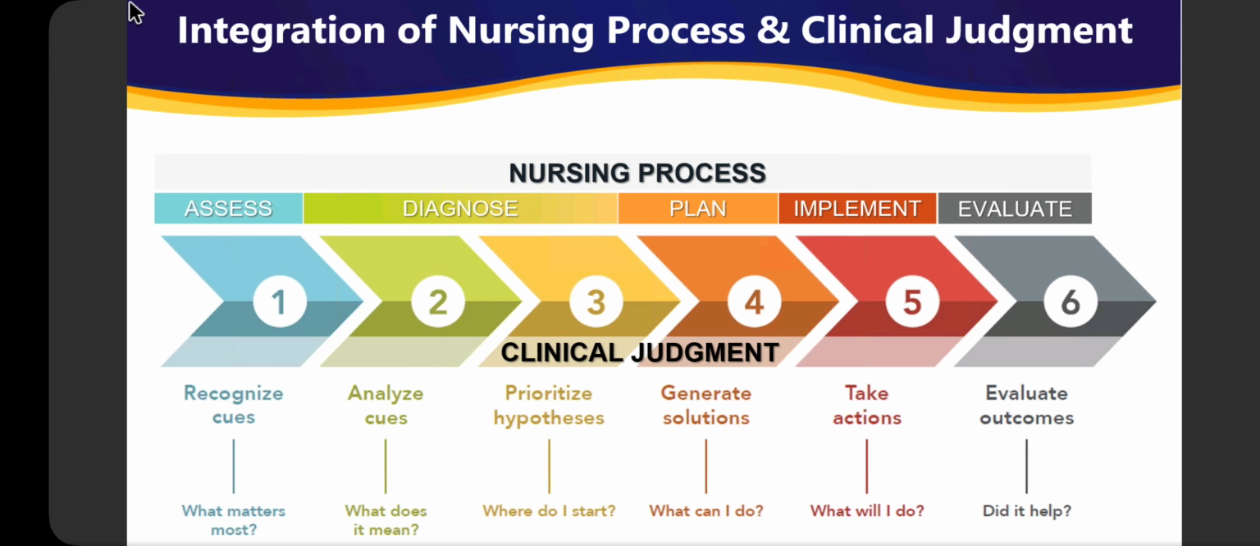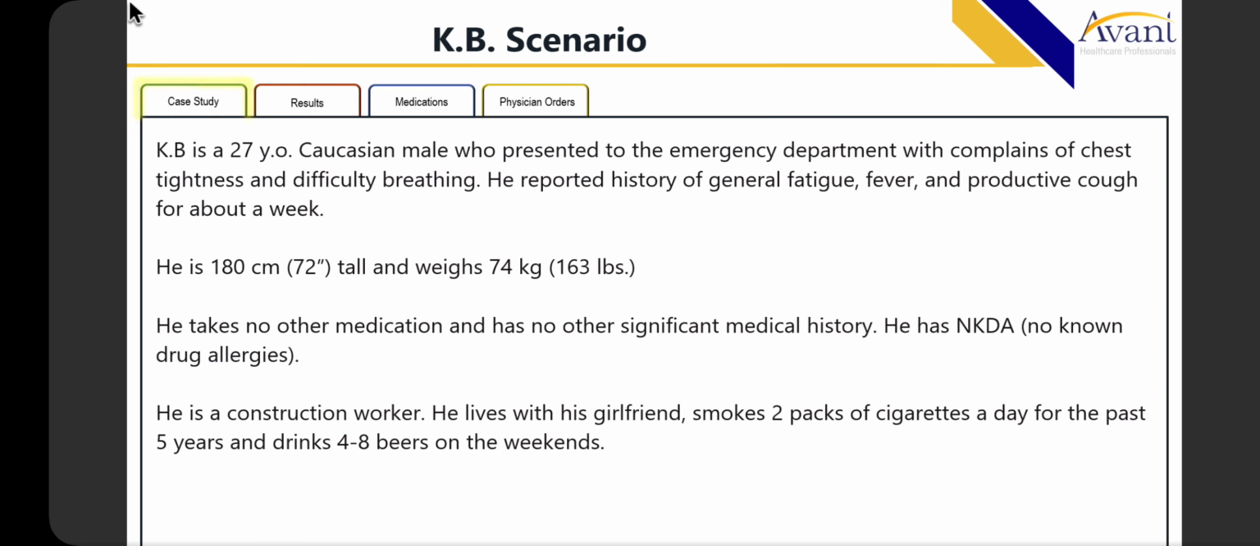So let's go ahead and take a look at this case scenario. We're going to call KB as Ken. Ken is a 27-year-old Caucasian male who presented to the emergency department with complaints of chest tightness and difficulty breathing. He reported a history of general fatigue, fever, and productive cough for about a week.